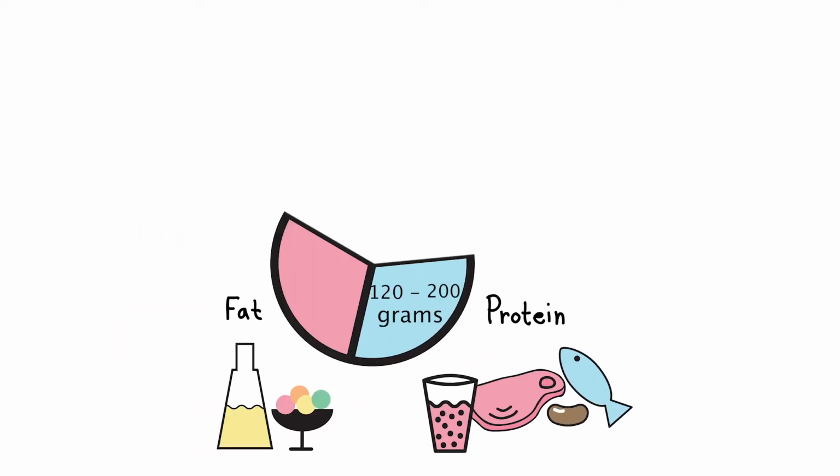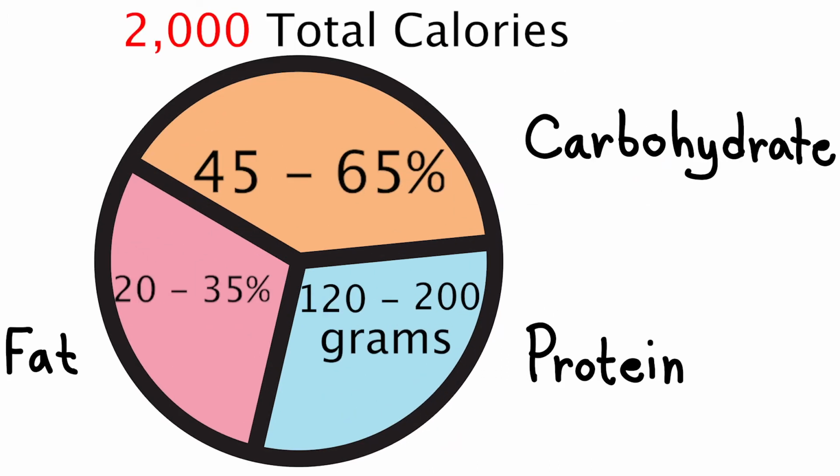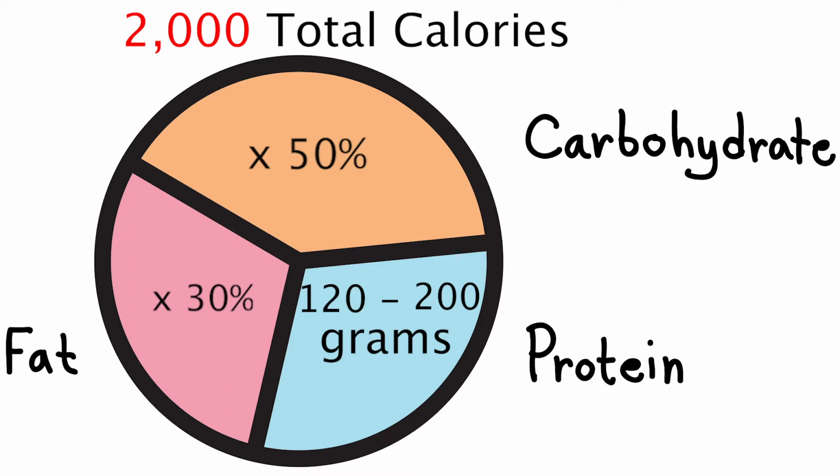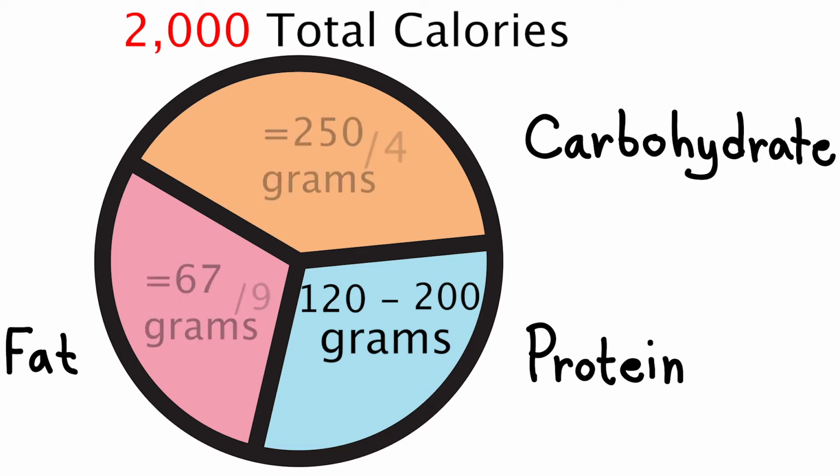Distribute calories for fat and carbohydrate based on needs and preferences. Acceptable macronutrient distribution ranges for carbohydrate and fat are 45 to 65% and 20 to 35% respectively. Multiply the desired percentage for carbohydrate and fat and use the values of 4 calories per gram of carbohydrate and 9 calories per gram of fat to determine the gram total.